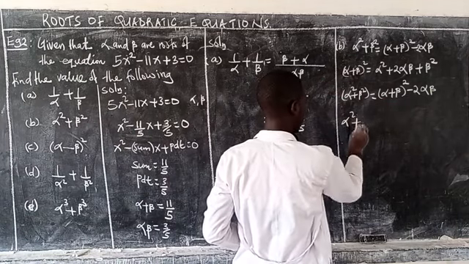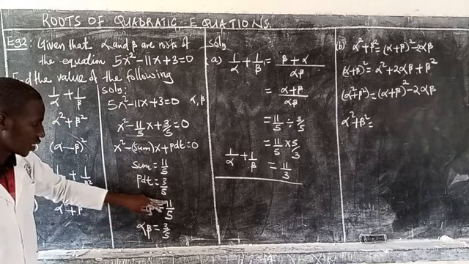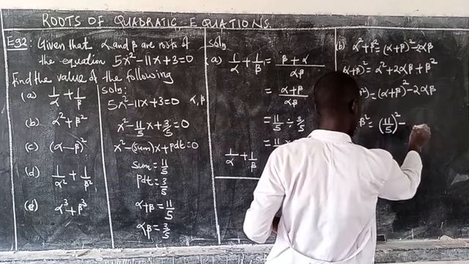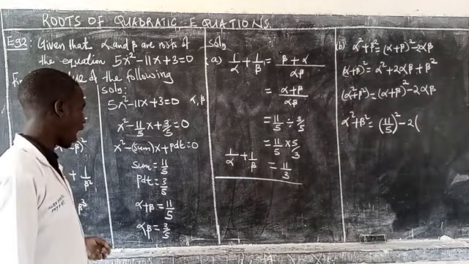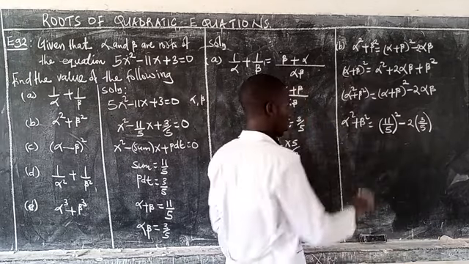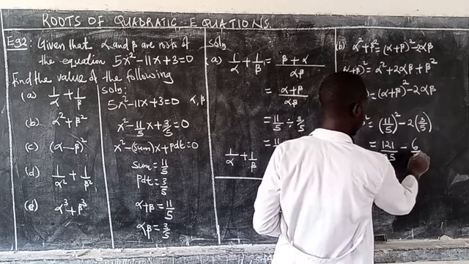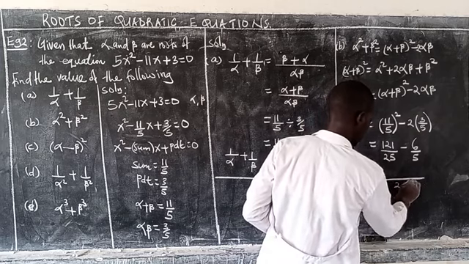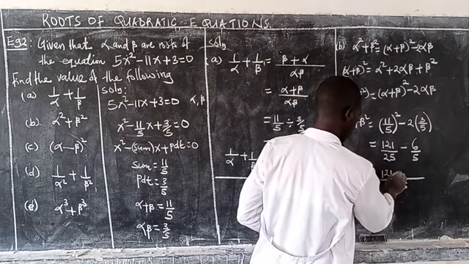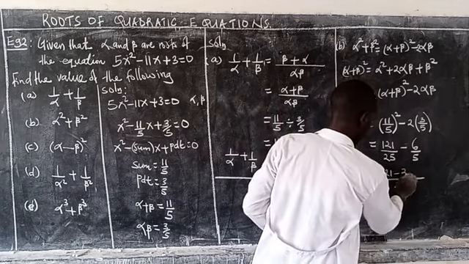So alpha squared plus beta squared will be the same as the sum, alpha plus beta, which is 11 out of 5, squared, minus 2 times alpha beta, which is 3 out of 5. So we simplify this. When I square this, it is 121 out of 25, minus this, which is 6 out of 5. We take the LCM. The LCM here is 25. 25 divided by 25, that is 1. 1 times 121, that is 121. Minus 25 divided by 5, that is 5. 5 times 6, that is 30.